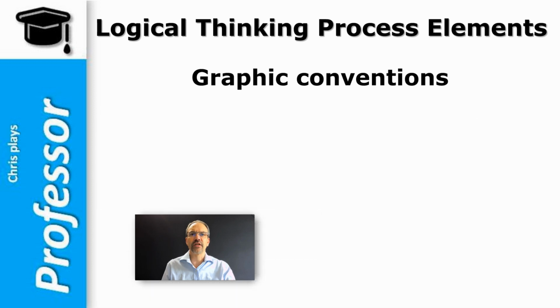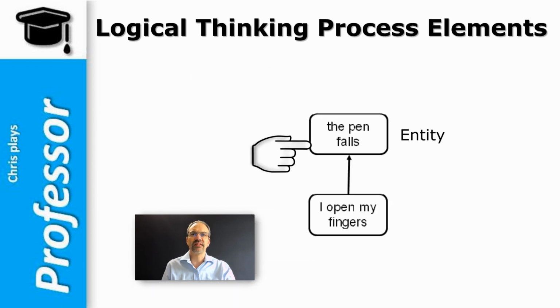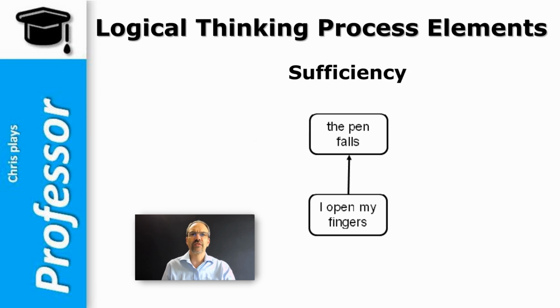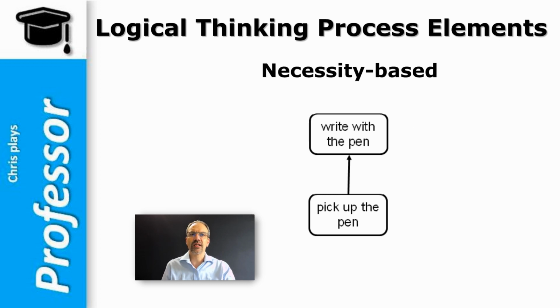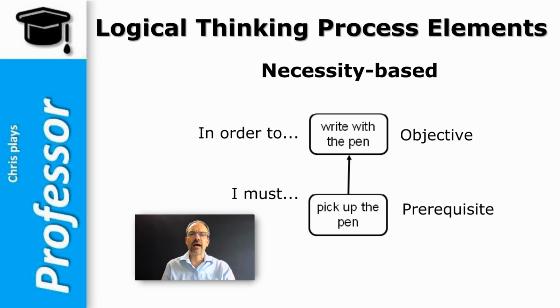Now to the graphic conventions. This is an entity. This is another one. Arrows in sufficiency logic have their tail at the cause and their head pointing to the effect. And we read bottom up from cause to effect. If I open my fingers, then the pen falls. Arrows in necessity-based logic have their tails at the prerequisite and their head at the objective. And we read top down: in order to write, I need or I must pick up the pen.